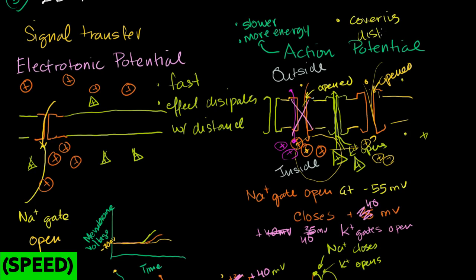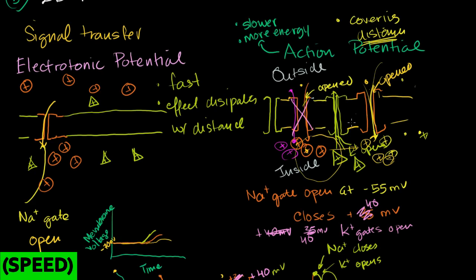Covering distance. We saw with the electrotonic potential, as we get further and further away from where the stimulus happened, the change in potential becomes more and more dissipated. It actually exponentially declines. So it's not good for long distance. This thing can just continue forever, because every time it stimulates the next gate, it's like we're starting all over again. And so this gate is going to have a flood of ions come in. Then those ions are going to make it a little less negative over here. Then the next gate's going to open. We're going to have the cycle over and over again. So this is really good for traveling long distances.